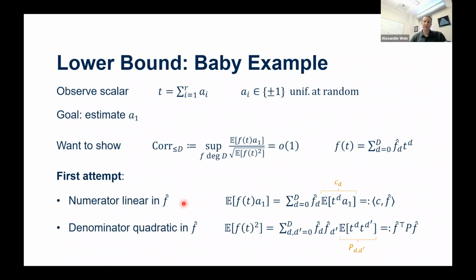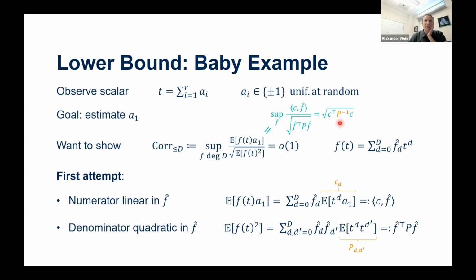And then similarly, what's the denominator? This thing inside the square root is something that's quadratic in f hat. If you similarly expand it out, you can write it as f hat transpose p times f hat for a certain matrix p, whose entries are these. Okay. And so great, let's just try to explicitly solve this. The correlation is equal to maximizing over f hat of this linear thing divided by this quadratic thing. And great, this has just an explicit solution.